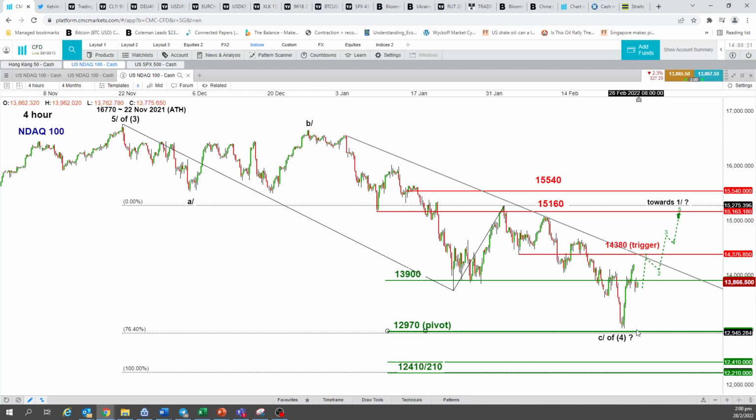As long as this level holds, with no daily close below it, a break above 14,380 may take us higher towards this intermediate resistance zone at 15,160 / 15,540, which is the medium term resistance zone.